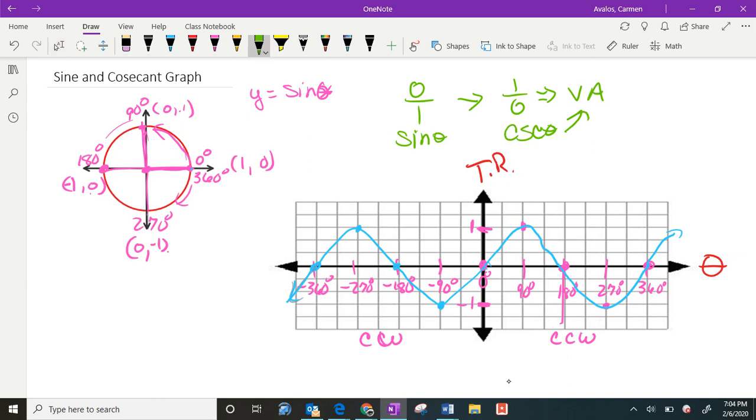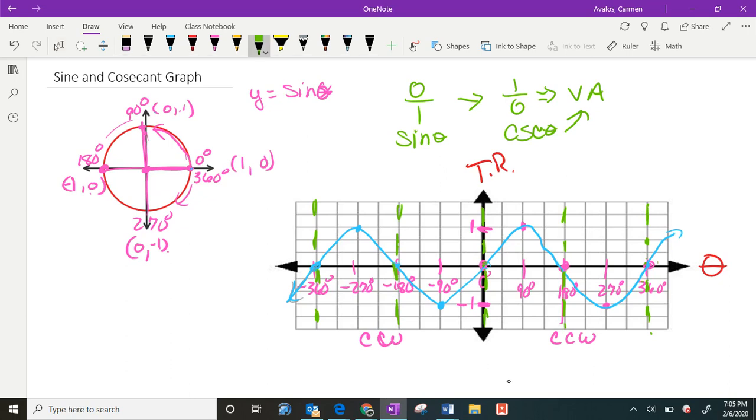So when I'm looking at this, see how sine is 0 here? That means that the cosecant is going to be a vertical asymptote. And then here again, sine is 0 at 180. So that means I am going to have another vertical asymptote. And sine is 0 at 360. And I know by looking at the graph or the unit circle that sine is 0 at these values, because these are the x-intercepts. That means that the y values are always going to be 0. And then sine is 0 here as well. And so those are the asymptotes.